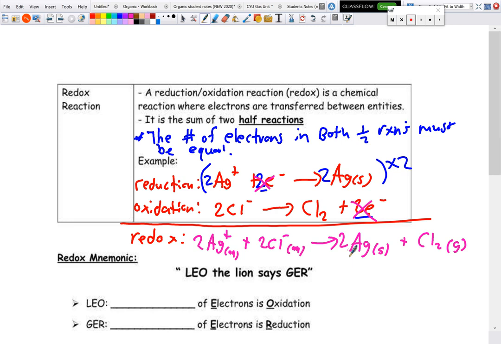And of course, one thing you'll notice as well is that the electrons never show up in a redox. You guys have seen reactions before, and a lot of them have been redox reactions, and the electrons never show up in your net equation or your balanced chemical equation. So that's why we study the half reactions first. In our redox, you'll never see electrons showing up because they always cancel out.